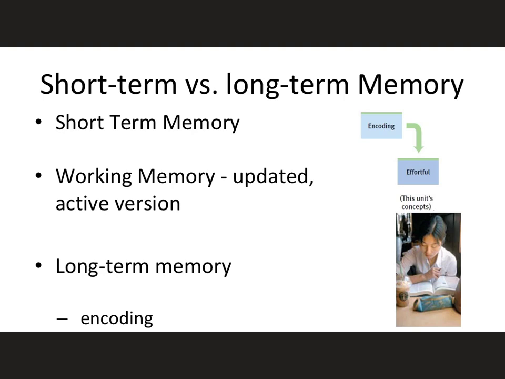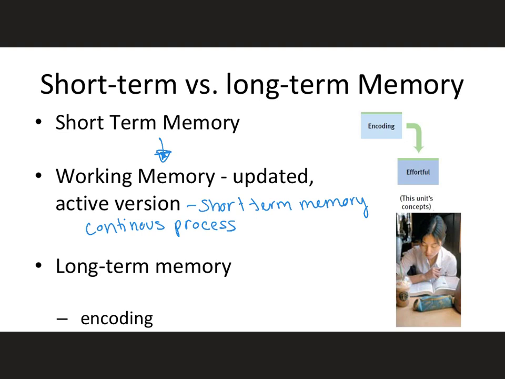Short-term versus long-term memory. Short-term memory, we said, is when you can store a small amount of things for a small period of time. We now consider this what we call working memory. You're going to see both terms used interchangeably, but working memory is a more updated, active version. Short-term memory is more of a continuous process. It doesn't just stay there for a couple of seconds; it's continuously taking in information, processing it, and then determining whether or not you need to store it into long-term memory.